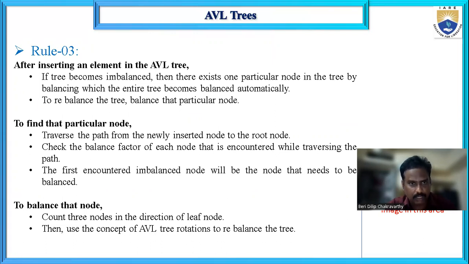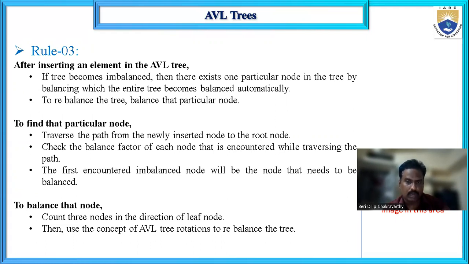To find that particular node, traverse the path from the newly inserted node to the root node. Check the balance factor of each node encountered while traversing the path. I'm checking the balance factor of each and every node in that path. The first encountered imbalanced node, whatever node encounters the first imbalance, will be the node that needs to be balanced.